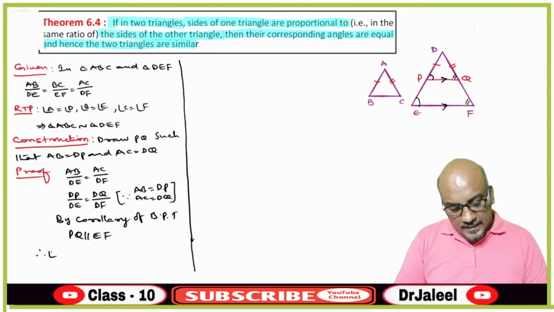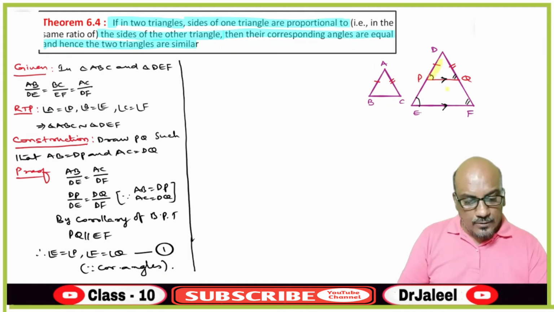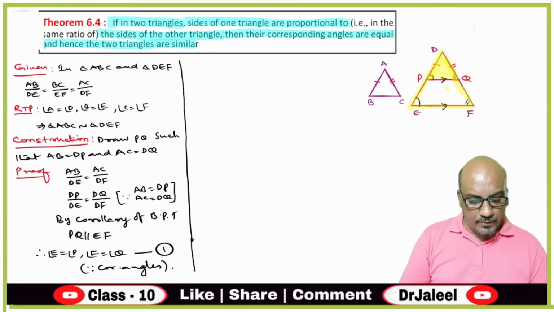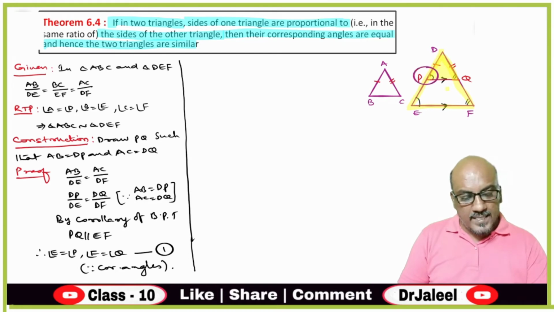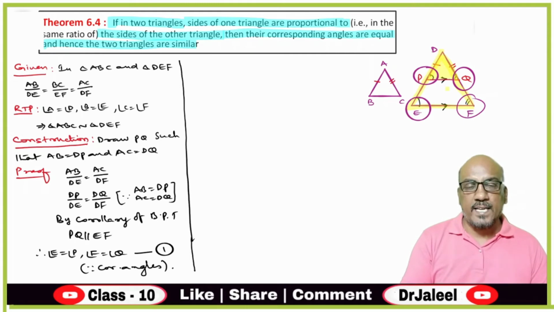Therefore, angle E must be equal to angle P and angle F must be equal to angle Q. Let us mention this as the first equation and mention the reason also: corresponding angles. So children, now you see in these two triangles, DPQ and the big triangle DEF, P is equal to E, Q is equal to F. That means two angles of the small triangle are equal to the two angles of the bigger triangle.